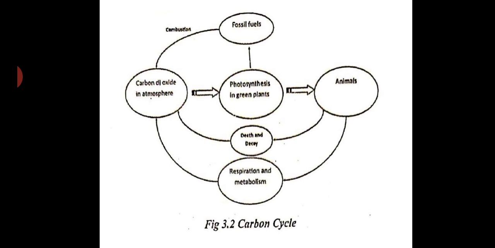Now, in this diagram you can see at the top you have got fossil fuels. As you know, these plants and trees were underground under a lot of heat and pressure over millions of years, and they got converted into fossil fuels like coal, oil and gas.